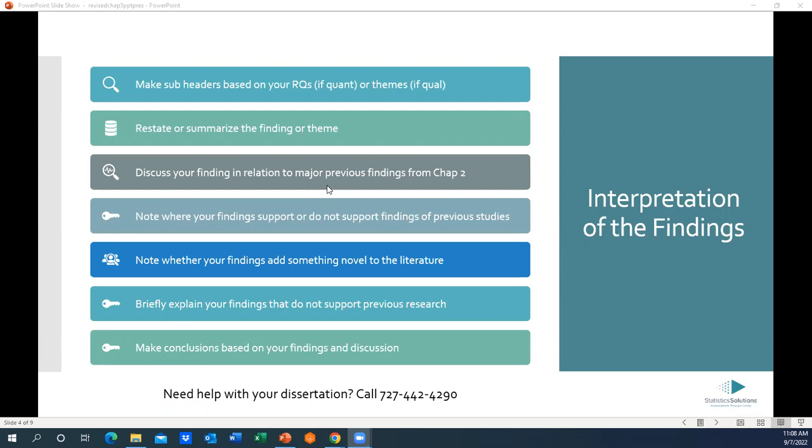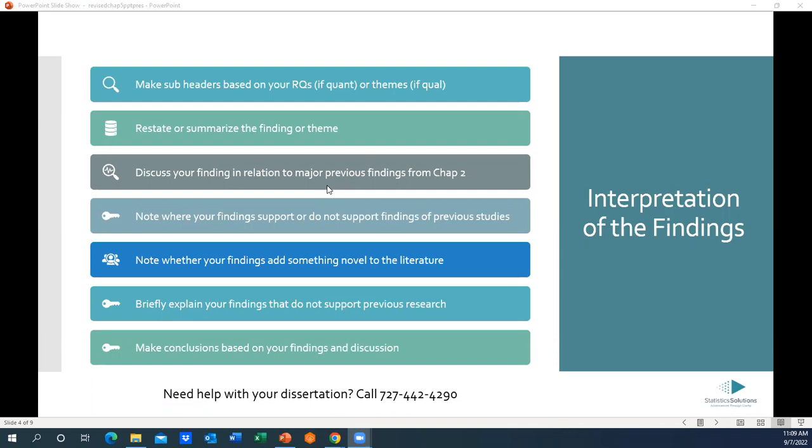And then what you want to do is start the discussion based on whether your findings support or do not support previous research that is found in chapter 2, right? So this is the link between the discussion and the lit review. You've already reviewed the literature in chapter 2, the literature review chapter. So now it's time to bring some of that in. We're still on research question one, so what are some of the major findings of previous literature related to what you found in RQ1? State whether your findings support those or that they don't support those.